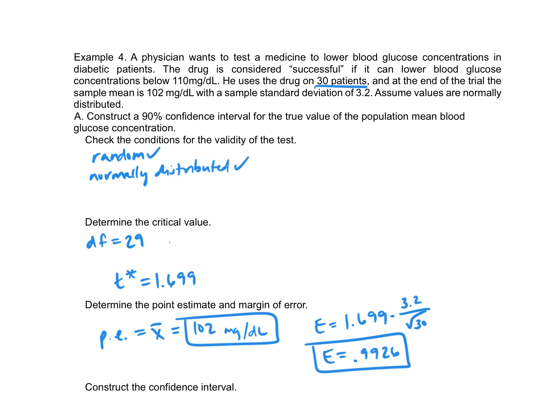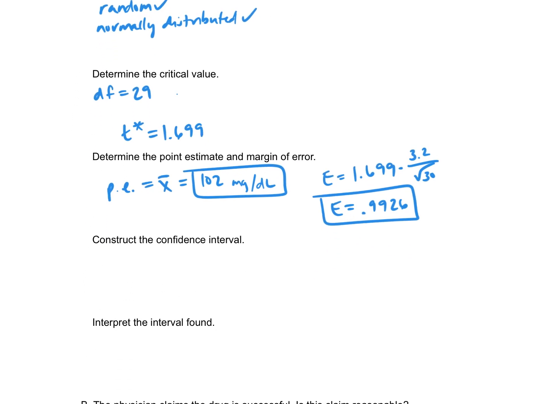All right. Now, when you're finding the confidence interval, you're doing 102 plus or minus 0.9926, because you're doing plus or minus that 1.699 times the standard error, right? Yes. So my confidence interval is 101.0074 to 102.9926.